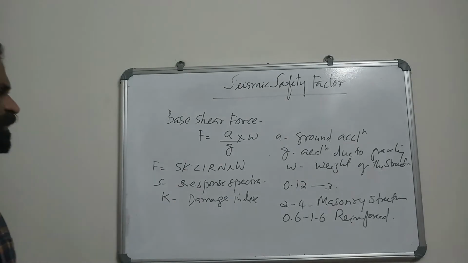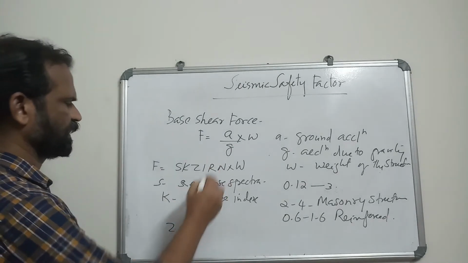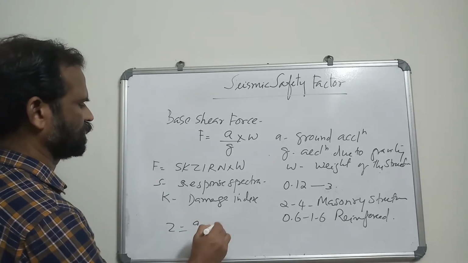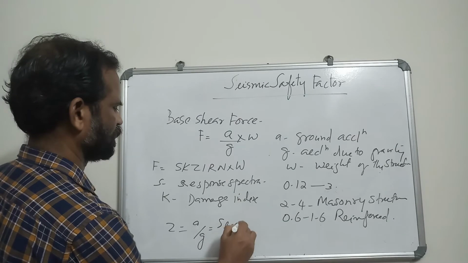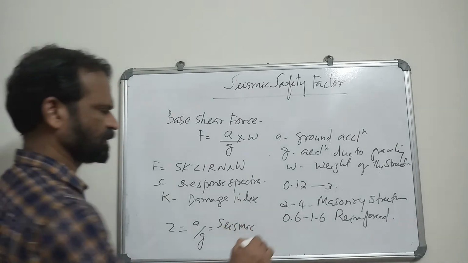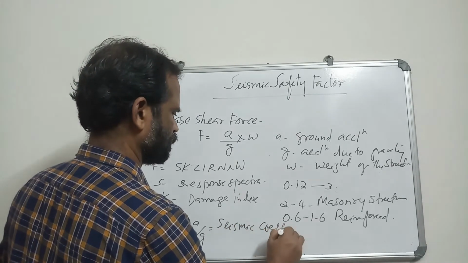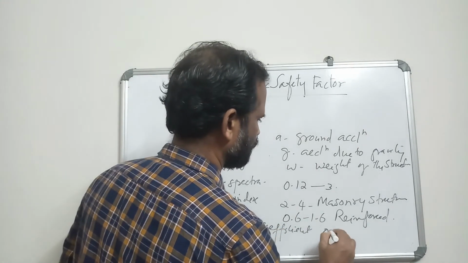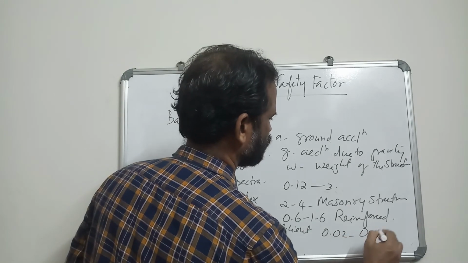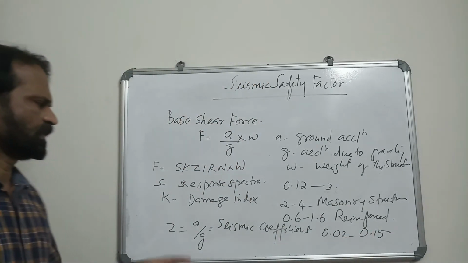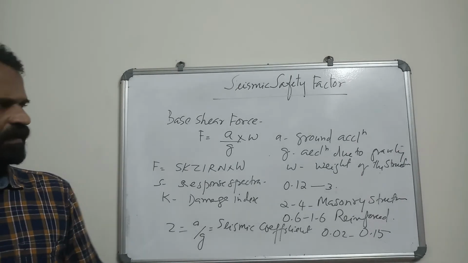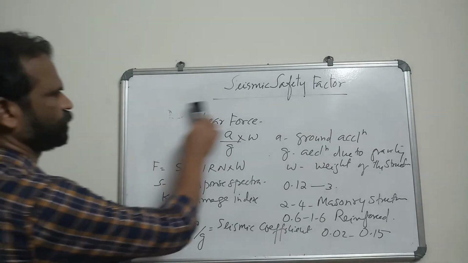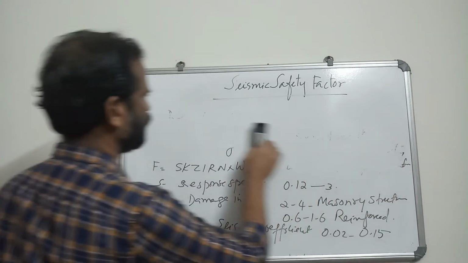That is SK. Then Z is actually A by G, A divided by G. That is the seismic coefficient. Its value can be between 0.02 to 0.15. So that is Z. So these are the values of S, K, and Z. Now try to find out the value of I.